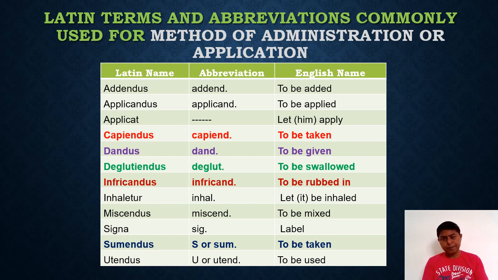Out of these, a few of the terms which are colored, you find that they need to be known very well because their Latin terms and English terms are different. We cannot easily correlate them. That's why we have to remember them thoroughly.